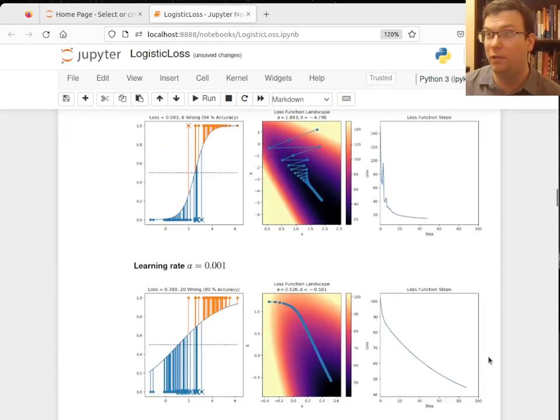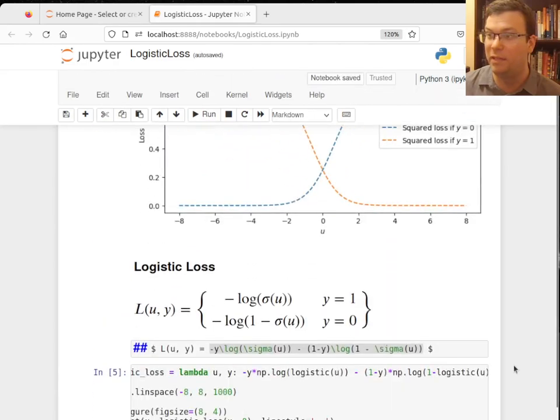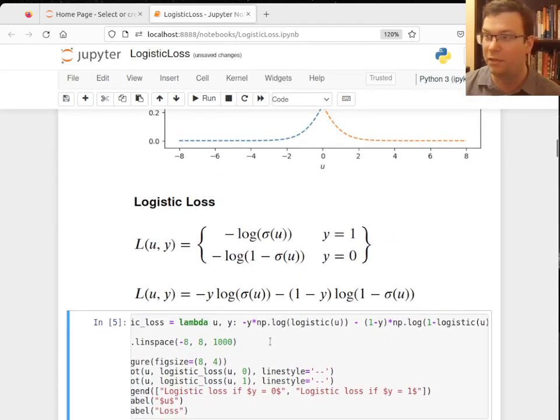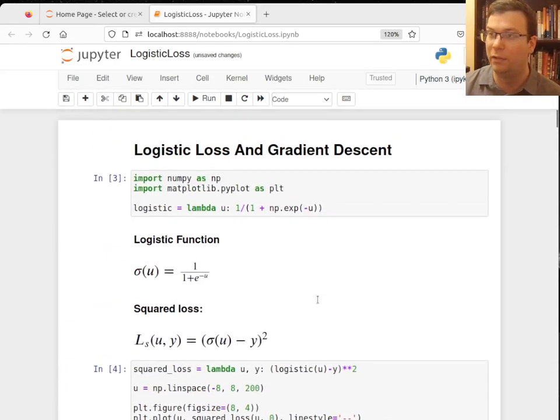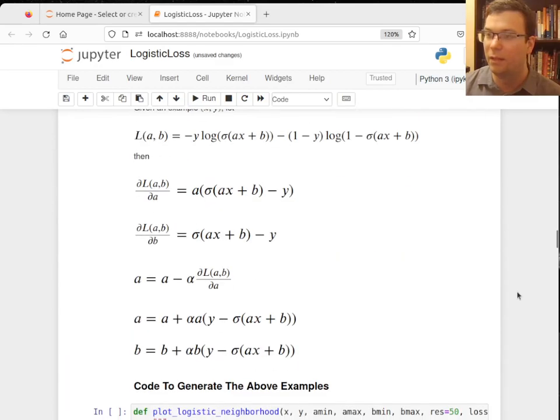I'd encourage you to go back and plug in some of this stuff and see just how well this all works out, if you plug in the logistic function here and then take those derivatives. But for now, I'm just going to leave it at this.